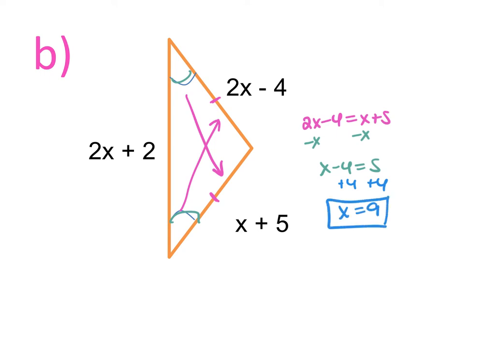It's literally thrown in there to throw you off. Because if they only gave you the two side lengths, it'd be super obvious which ones you're setting equal to each other. X equals 9.